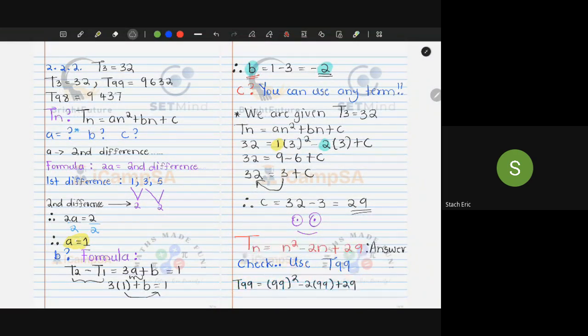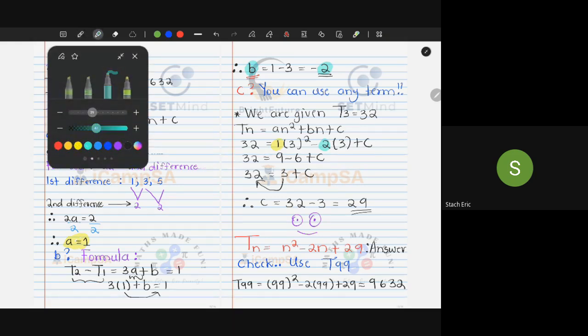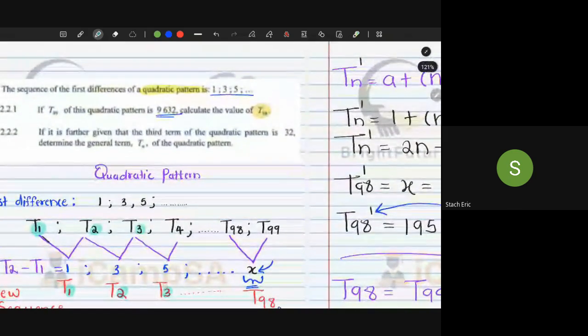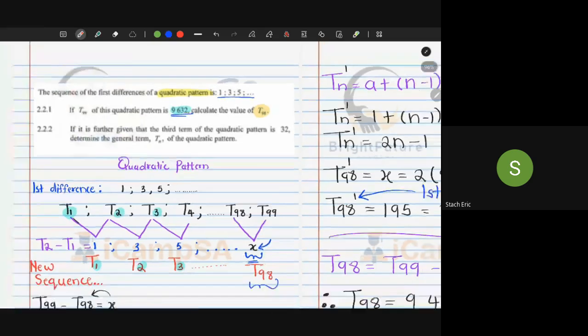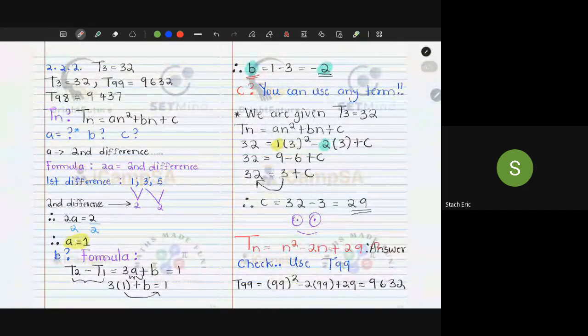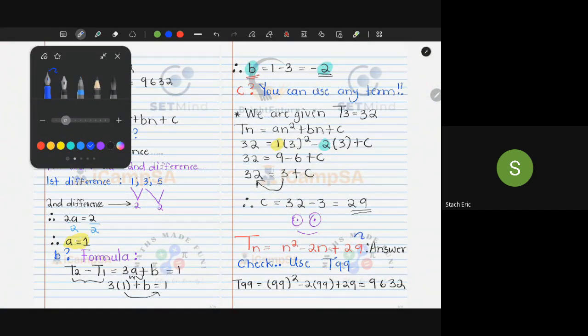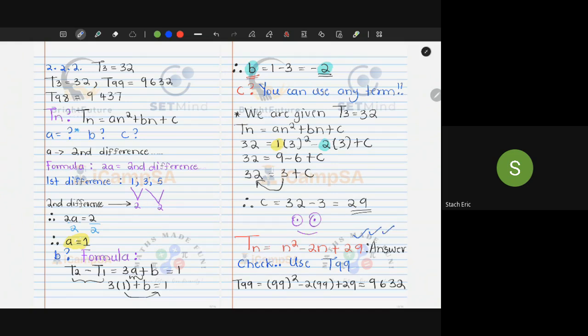Anyone? 9,632, sir. 632. So when we test the formula we found, we get 9,632. Because we were given T99 when we were starting, let's see what it was. It was 9,632. So this means what we found is correct, isn't it, guys? It means our formula actually works.